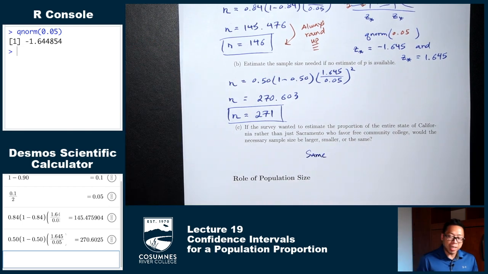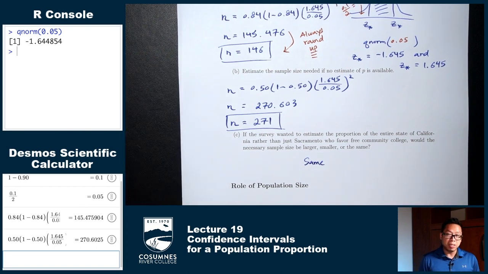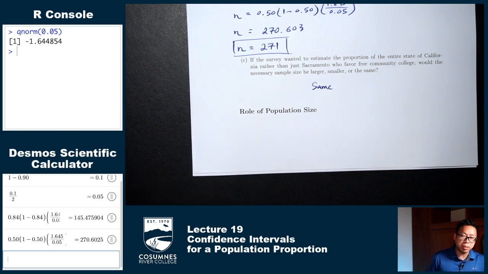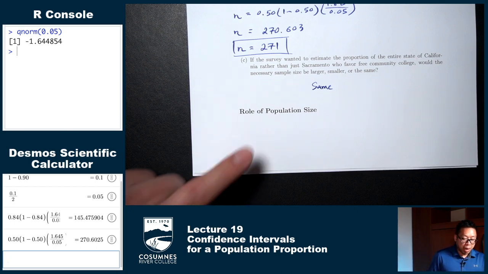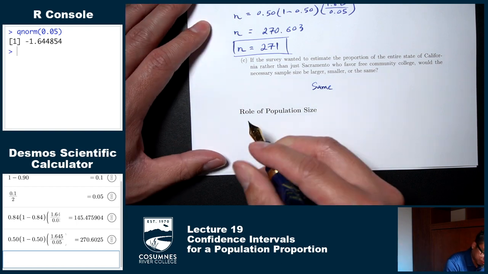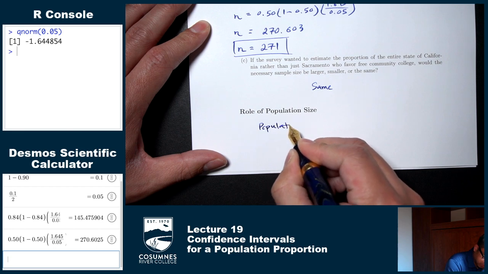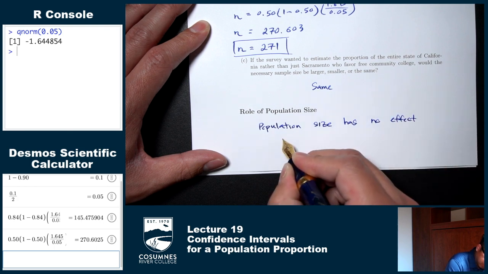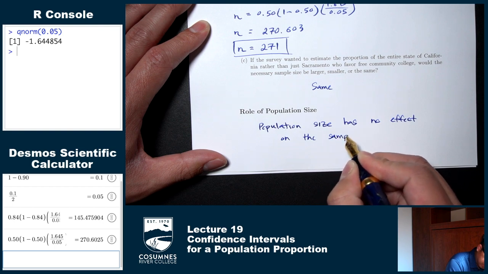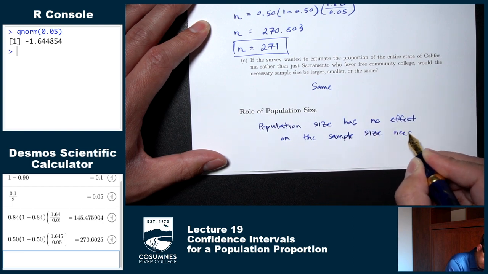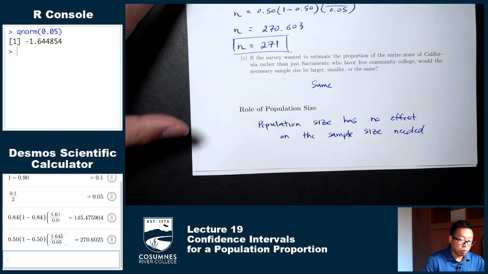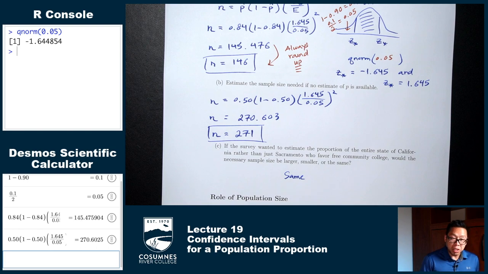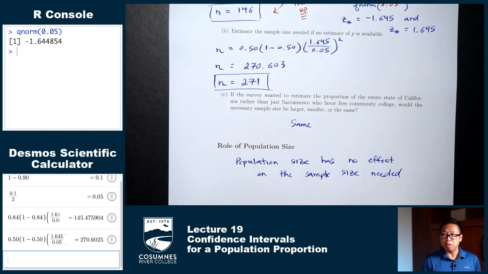Which is counterintuitive, because you would think that because the population of California is so much bigger than just Sacramento, you would need more people. But the reality is you don't. Which brings me to the role of population size. Population size has no effect on the sample size needed. So whether we're talking about just Sacramento, California, the entire US, or even the entire world, you would still only need 271 people in a worst case scenario, which is pretty cool.